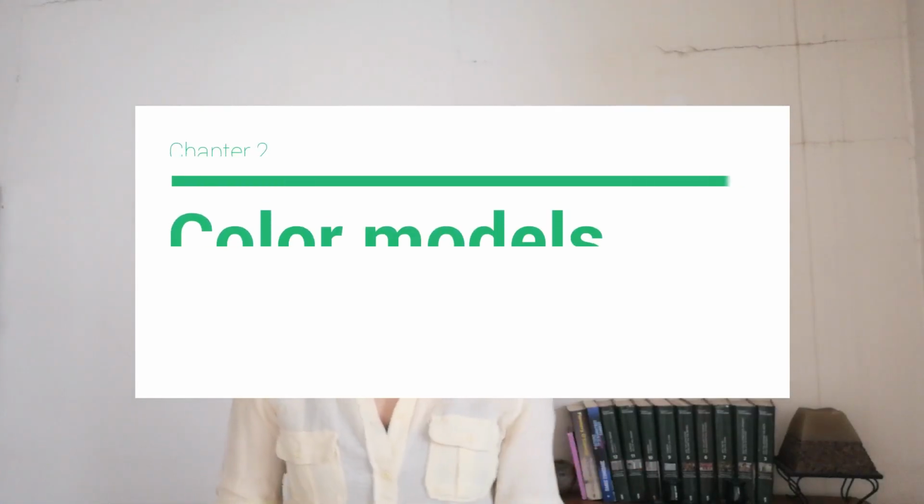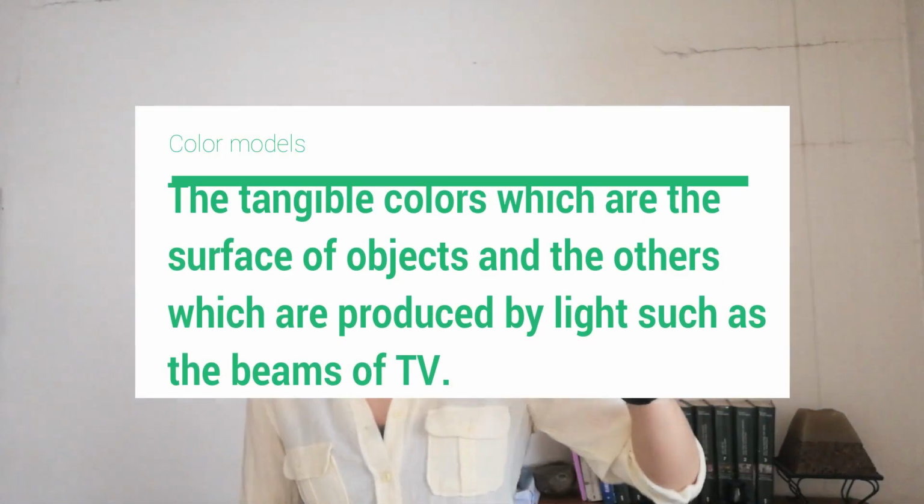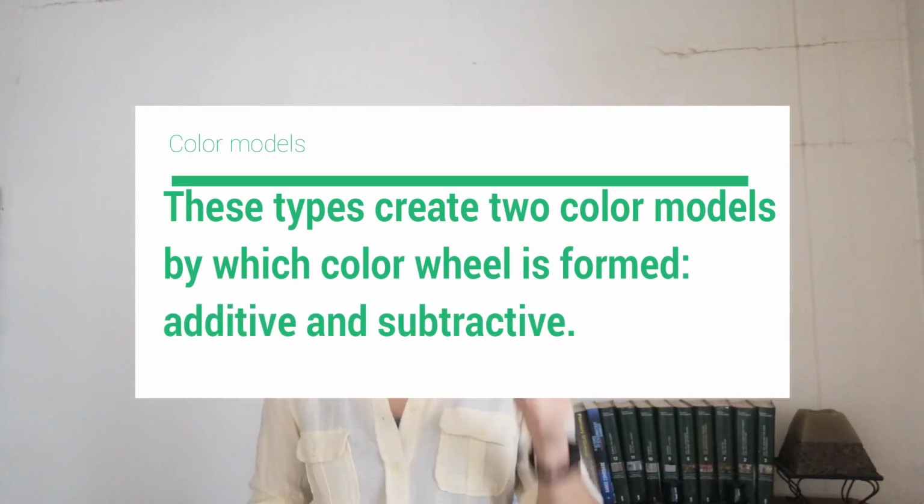Another theory is about color models. Before you start mixing colors, you need to understand that colors have two different natures. The tangible colors, which are the surface of objects, and the others, which are produced by light, such as the beams of a TV. These types create two color models, additive and subtractive.